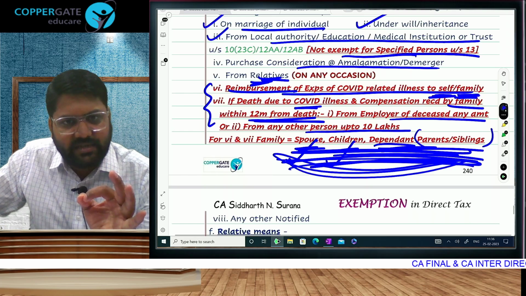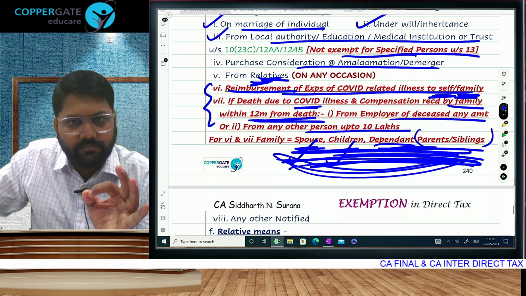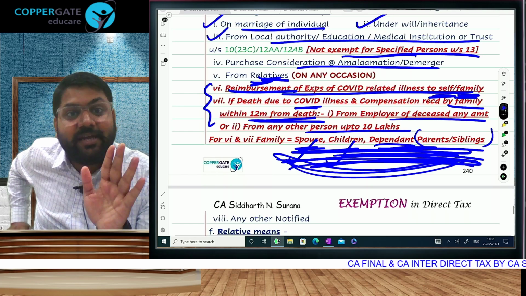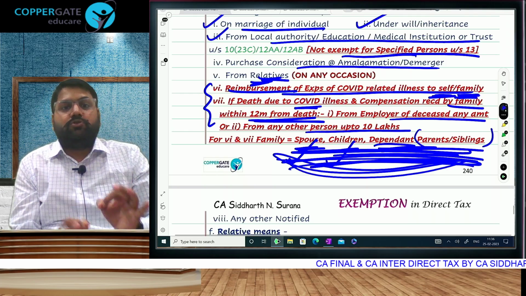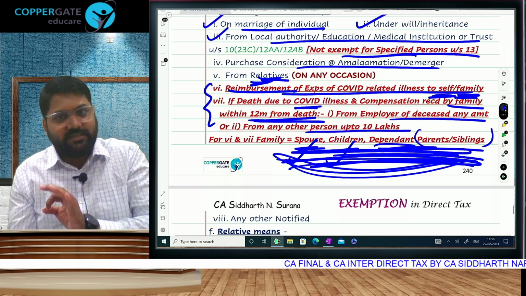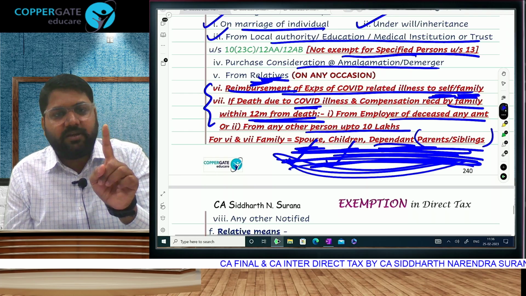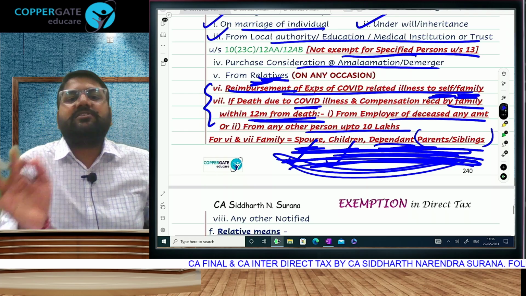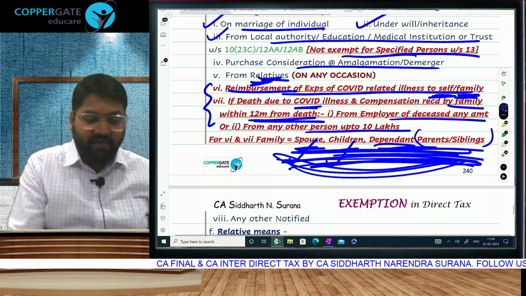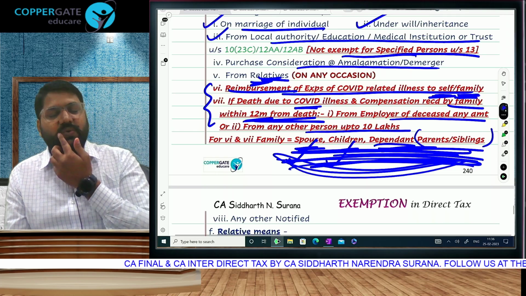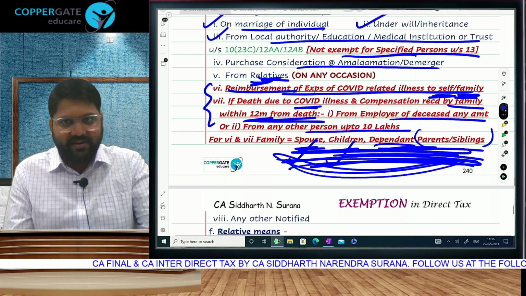So if a person has died due to COVID, the family will get compensation. He cannot get compensation, he has died. Family includes spouse and children, and parents and siblings if dependent. If the employer is giving compensation, fully exempt irrespective of amount. Any other source of compensation up to 10 lakh is going to be exempt, provided the money is received within 12 months of death due to COVID related illness.